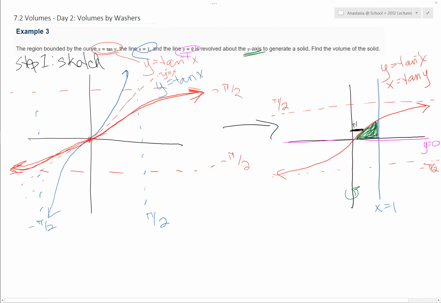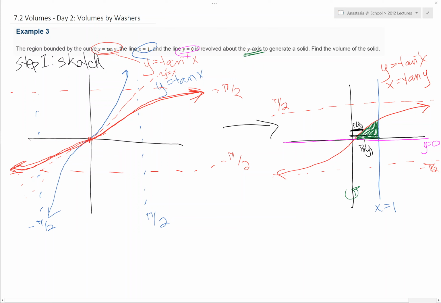Now we're rotating around the y-axis, so this inner radius should be something in terms of y. Our outer radius, we're going to do a similar process. We're going to start at the axis of revolution, but now we're going to draw it all the way through our region. So start and then end there. So that is going to be our big radius.